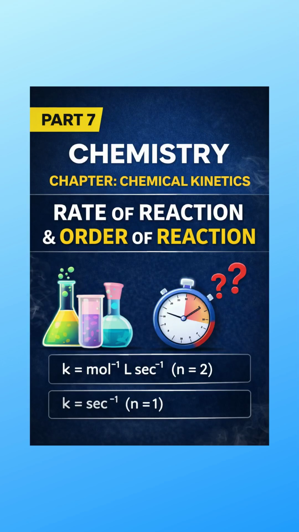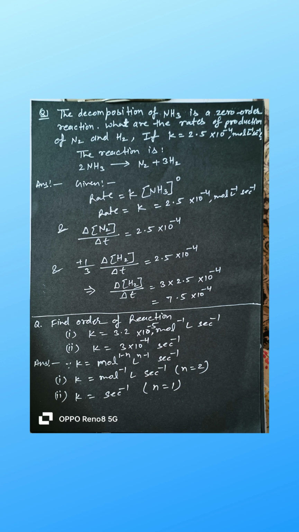Students, today we are going to understand a question based on a zero-order reaction. In the question, it is given that the decomposition of ammonia is a zero-order reaction. We have to find the rate of formation of nitrogen and hydrogen. The value of the rate constant is given as 2.5 into 10 to the power minus 4, and the unit is mole per liter per second.